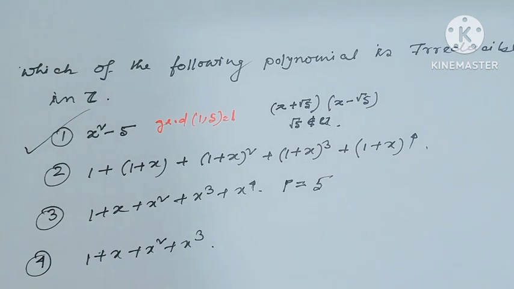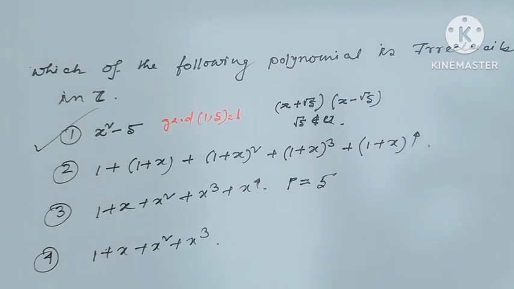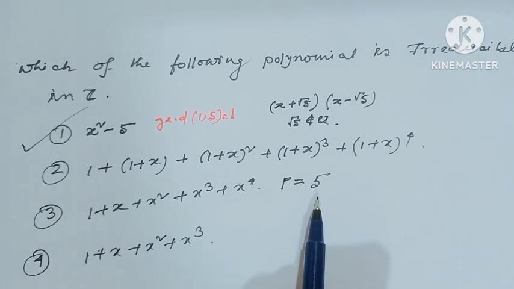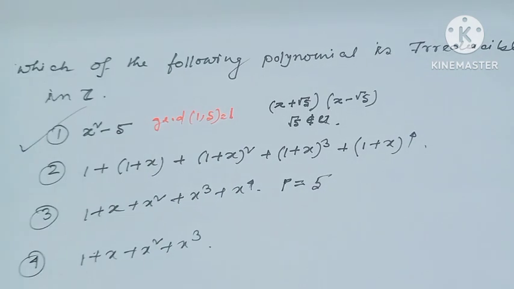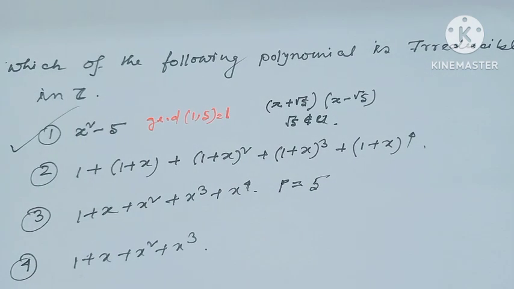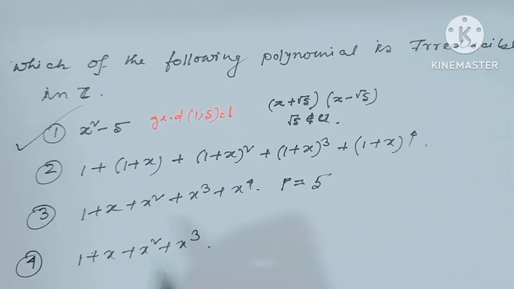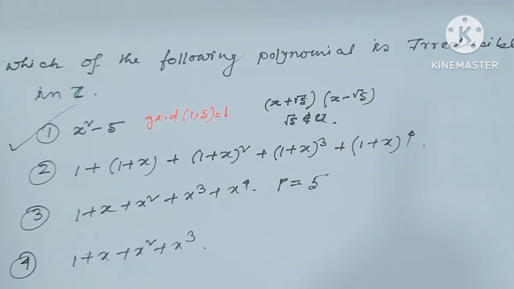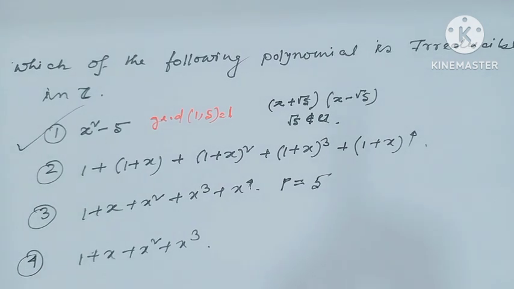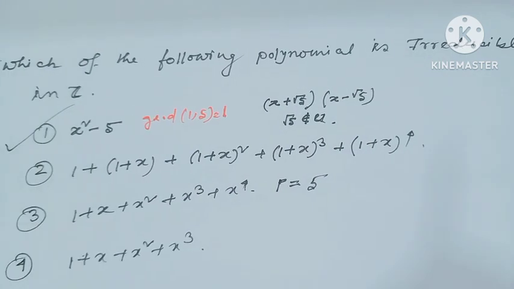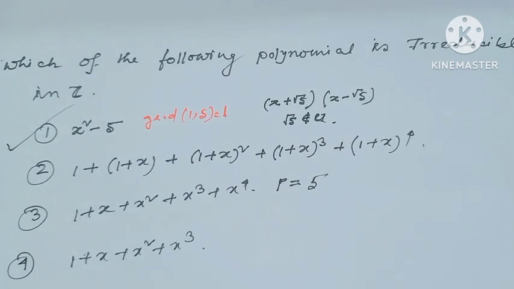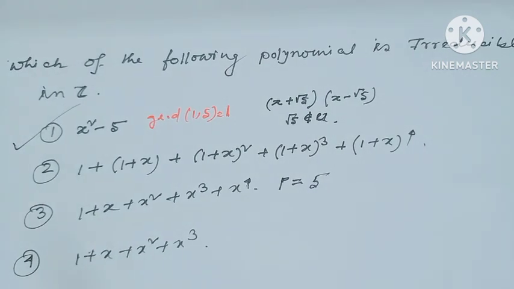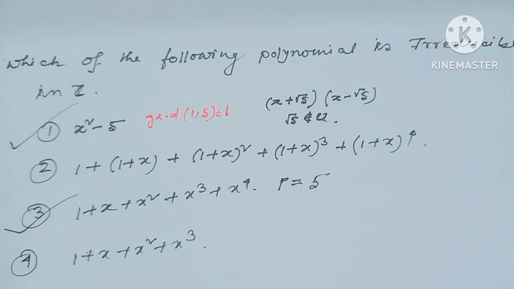If you don't see my previous video, then you cannot understand what the cyclotomic polynomial actually is. For p equal to the prime number 5, this polynomial is irreducible. Here, this is the cyclotomic polynomial for p equal to 5, and 5 is a prime number. So, obviously, this is irreducible in Q, and since this polynomial is primitive, irreducibility in Q always implies irreducibility in Z. So option 3 is a right option.